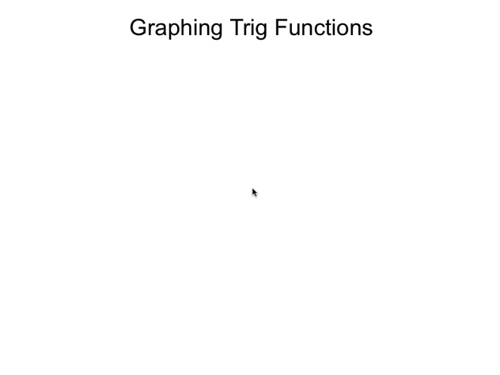We're going to start graphing trig functions. We've already graphed sine and cosine, just the basic non-transformed functions, but we're going to start graphing them with transformations, and then later we're going to graph tangent, cosecant, secant, and cotangent.